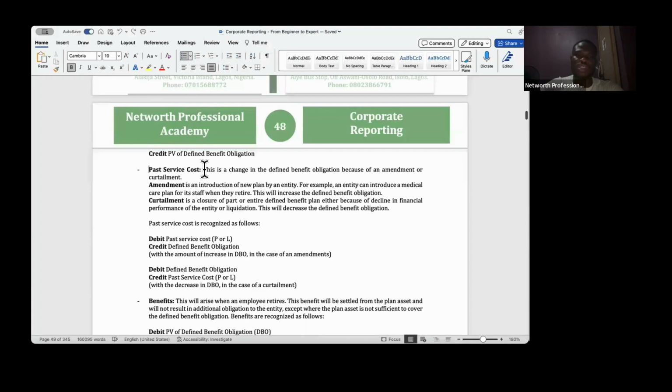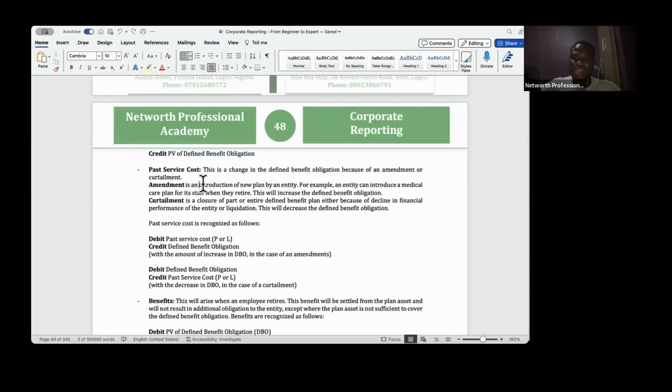Then the second one is past service costs. This one might happen, it might not happen. Why am I saying that? It's majorly recognizing the fact that the obligation I talked about here can change. And what can make it change is either an amendment or a curtailment.